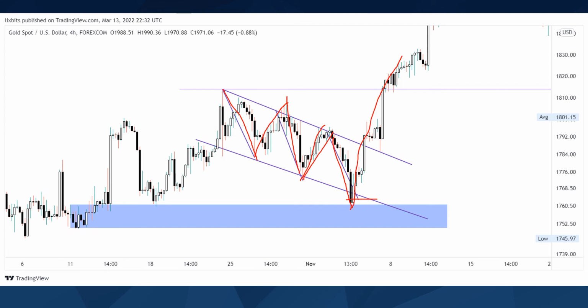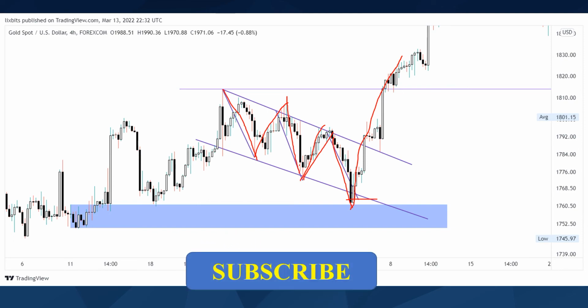Usually when you get this pattern in a smaller time frame, you go to a higher time frame and you're going to see a compression. We look at it in the other sections.